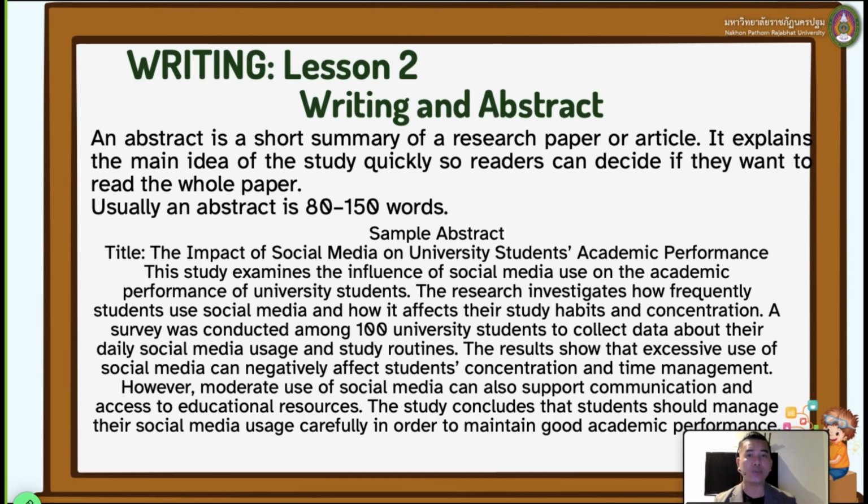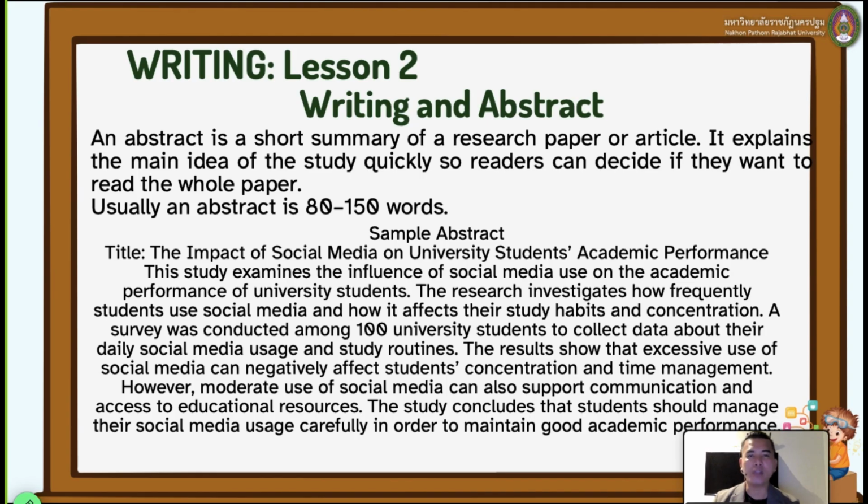An abstract is a short summary of a research paper or an article. As I mentioned to you, it's just like a blueprint of your research paper. It explains the main idea of the study quickly so readers can decide if they want to read the whole paper. Usually, an abstract is 80 to 150 words. So that's the first page. When you publish an article, it should be in the first page.